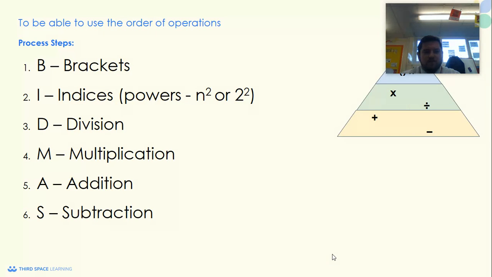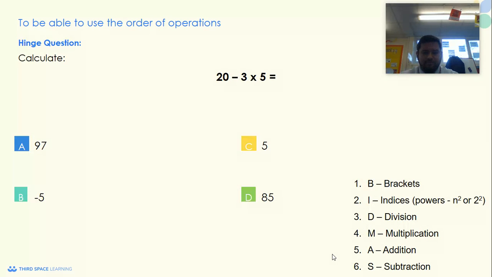So here's BIDMAS, for those of you that haven't heard of it before. It is an acronym. An acronym is letters that represent different words. So here we have B representing brackets, then I, indices, and when we say indices we mean things like a squared number, so 2 squared, 3 squared, when they have a little number next to them. Then we have D for division, M for multiplication, A for addition, and S for subtraction. At the moment, that's just a list of words. The order of them, the way they're laid out, is really important, and you'll see why.